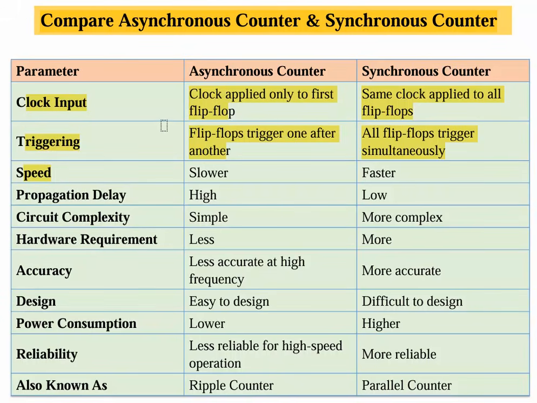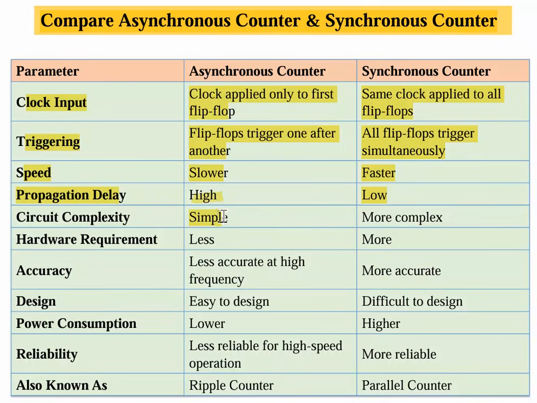What about speed? The speed of the asynchronous counter is slower because the output of the second flip flop will work only when that flip flop gets the clock from the first flip flop. The synchronous counter is fast because the same clock is applied to all the flip flops simultaneously. Propagation delay: as asynchronous is slower, its propagation delay is high. In the synchronous counter, the propagation delay is low.